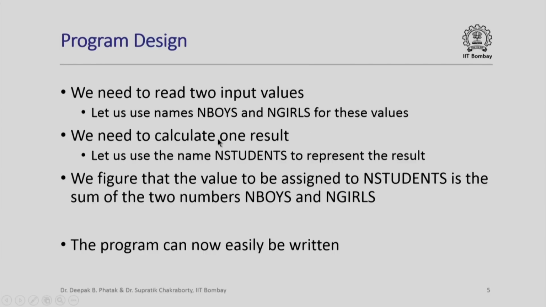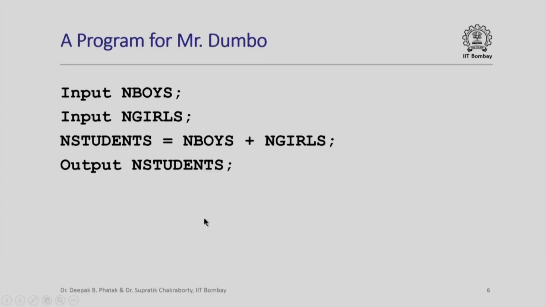Next, we need to calculate one result, which is the total number of students. So let us use the name n students to represent the result. Now, the value that is to be assigned to n students is nothing but the sum of n boys and n girls. So we figure that we will need to do an assignment operation to do this calculation. The program can now easily be written. Here is a program. Input n boys, input n girls, n students equal to n boys plus n girls, output n students. Notice that each instruction is terminated by a semicolon as we had agreed.